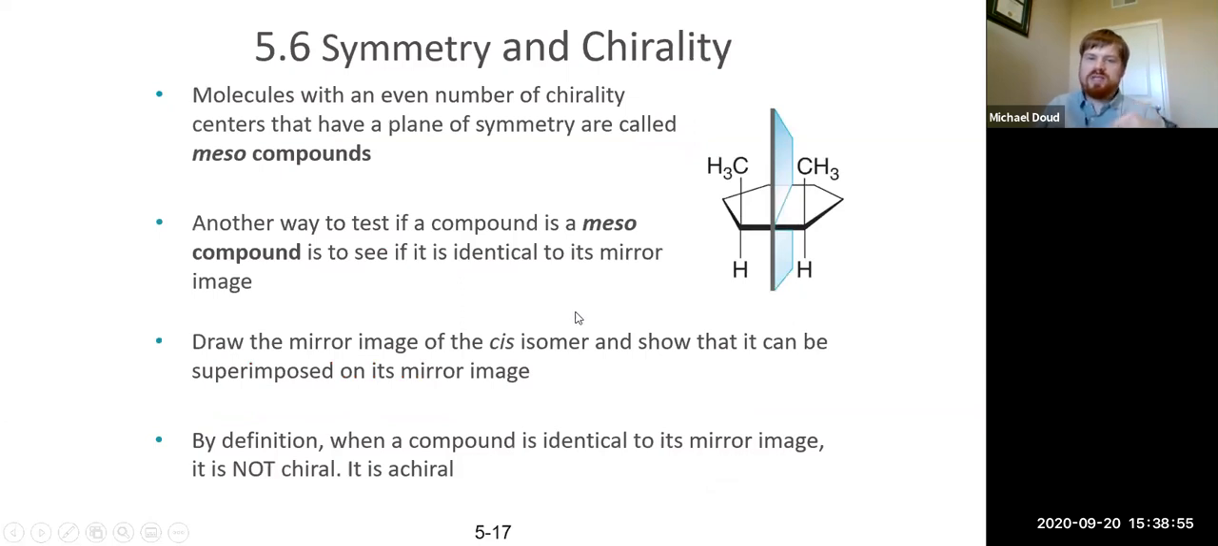These are what we call meso compounds. And the easy way to see if a compound is meso is just to see if that compound is identical to its mirror image. We could easily do that here because, as we can see, this is a cyclohexane with the 2 methyl groups pointed up. Imagine a cyclohexane with 2 methyl groups pointed down. Well, you can just superimpose them by flipping one onto the other.